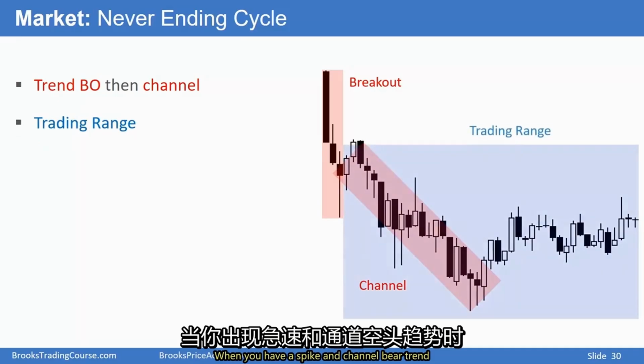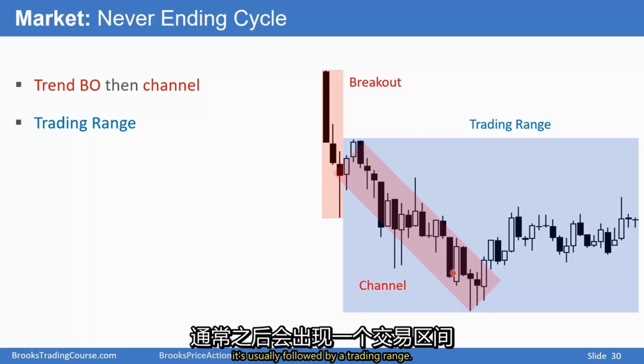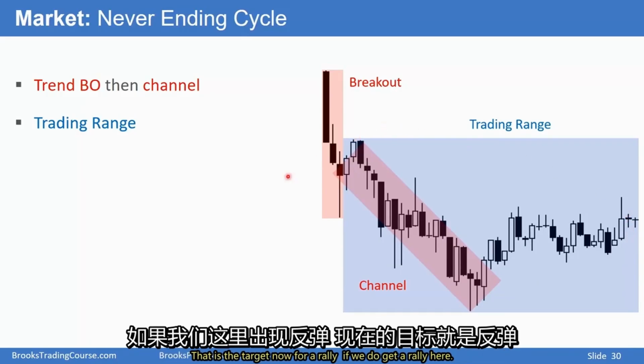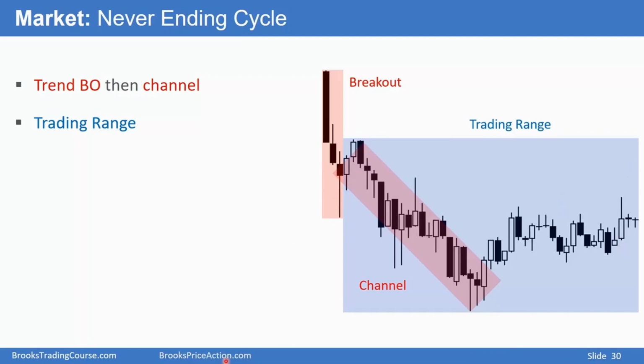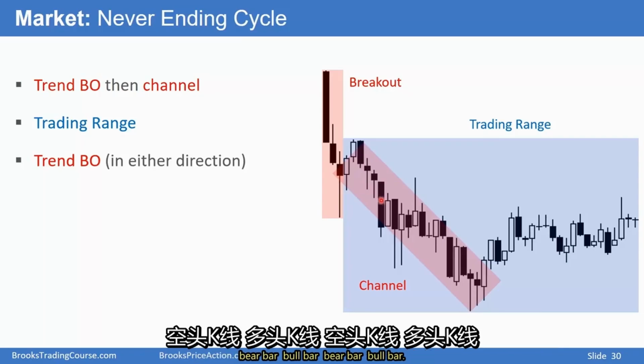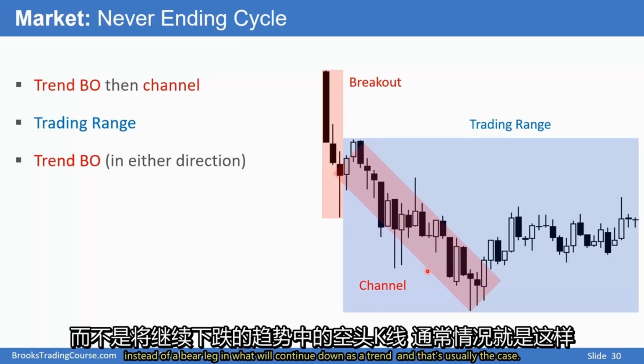When you have a spike and channel bear trend, so spike and pullback and channel, it's usually followed by a trading range. And at least half of the time, the top of the range is at the start of the channel. That is the target now for a rally, if we do get a rally here. A channel, bad follow through, strong bear bar, good bull bar, bear bar, bull bar, bear bar, bull bar. It looks like a bear leg in a trading range instead of a bear leg in what will continue down as a trend. And that's usually the case.